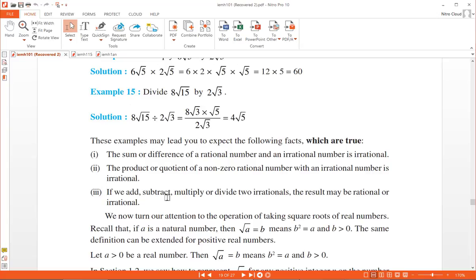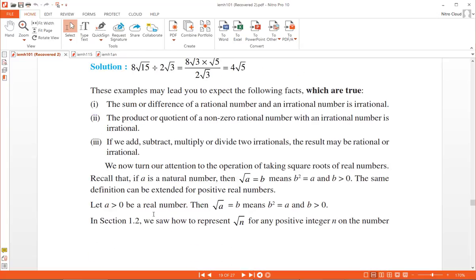Similarly, in subtraction, I could have been cancelling it out. So I have 6 root 3 minus 6 root 3, then the answer is 0, which is actually a rational number. Even in addition or multiplication, the answers may be rational or irrational depending on the values that we take.